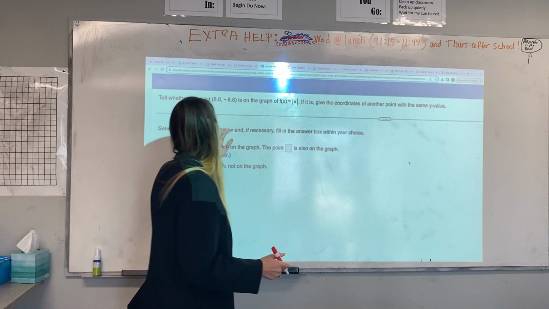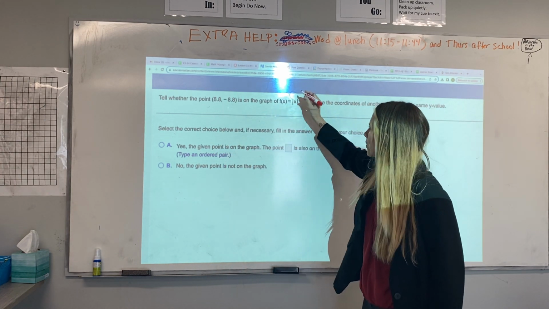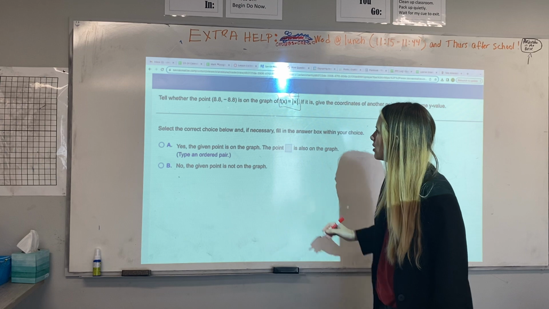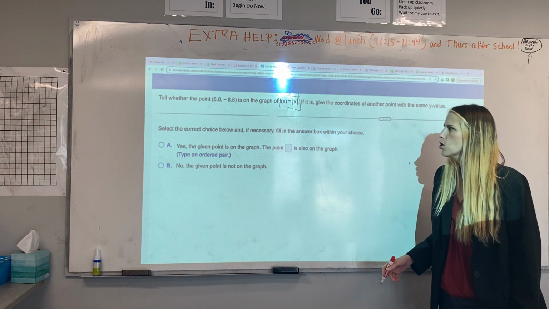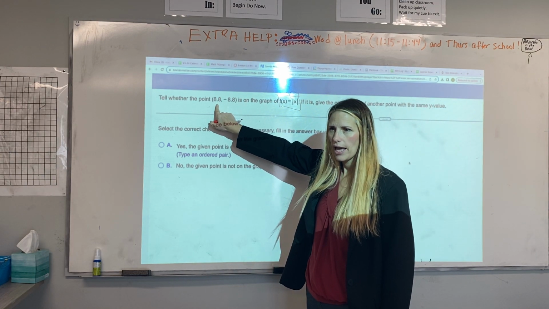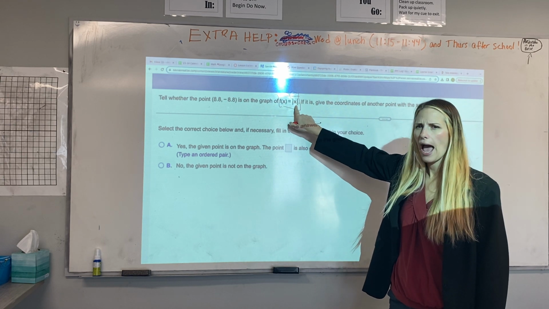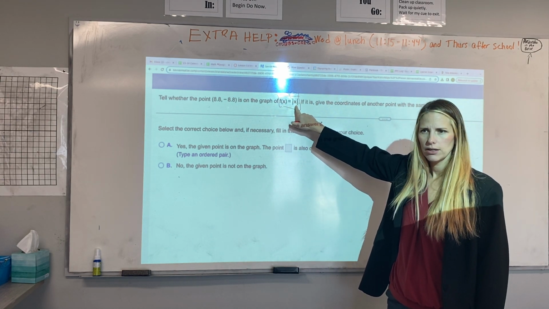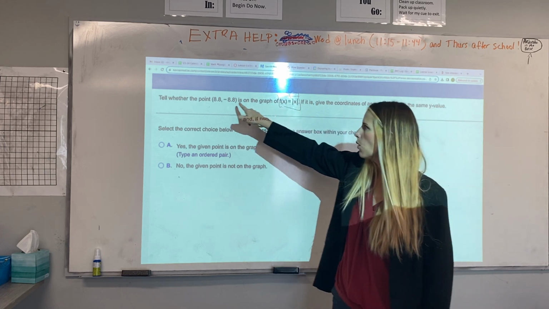So, does this work? Is this going to work for this very same function? Let's think about this for a second. We're having positive input going into an absolute value function. Is it going to come out positive or negative?